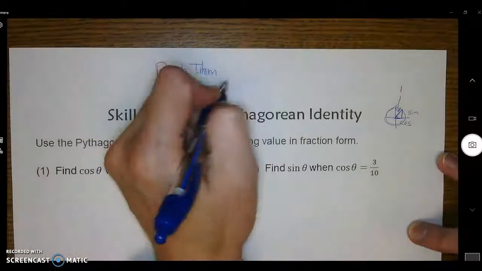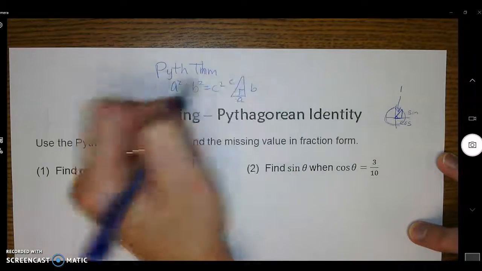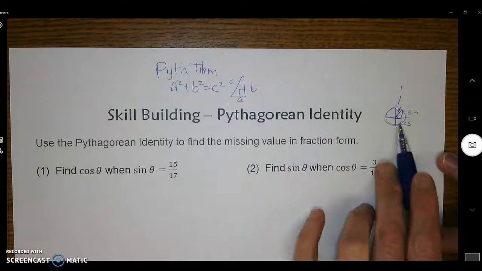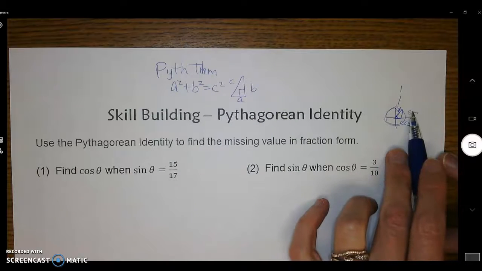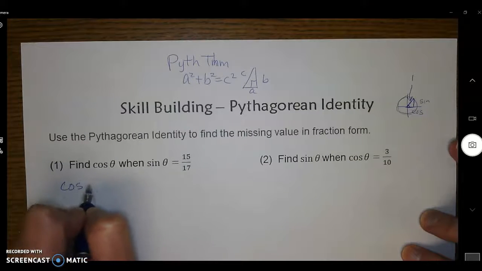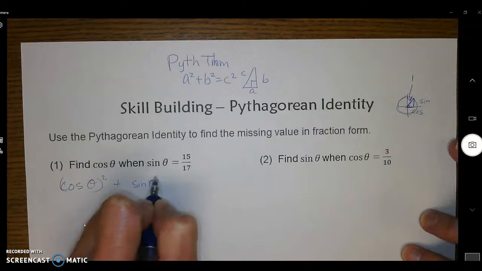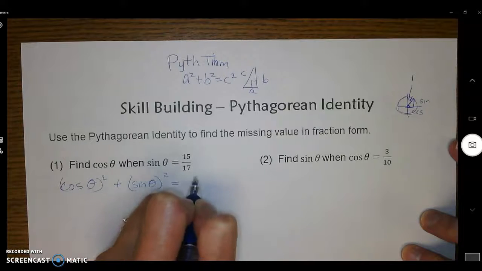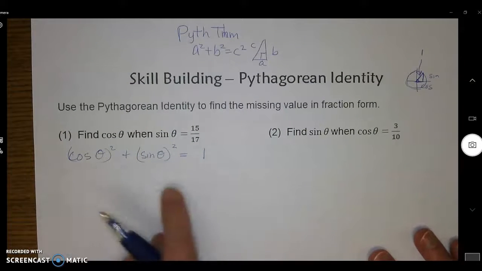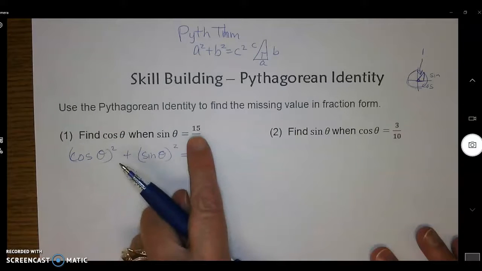So just like the Pythagorean theorem here, this was a, b, and c: a squared plus b squared equals c squared. This one's going to be cosine squared plus sine squared equals 1. So cosine theta squared plus sine theta squared equals 1. That's the Pythagorean identity. We're supposed to find cosine theta, so we need to find this, when sine theta is 15 over 17.